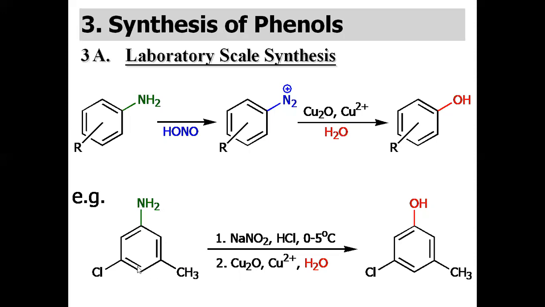For example, when we have 3-chloro-5-methylaniline and it is treated, in step number 1, with sodium nitrite in HCl. Remember, sodium nitrite in HCl react together to give you nitrous acid. And in the next step, when we treat with copper oxide in water, we get the corresponding phenolic derivative, which is basically synthesized from the aniline derivative.